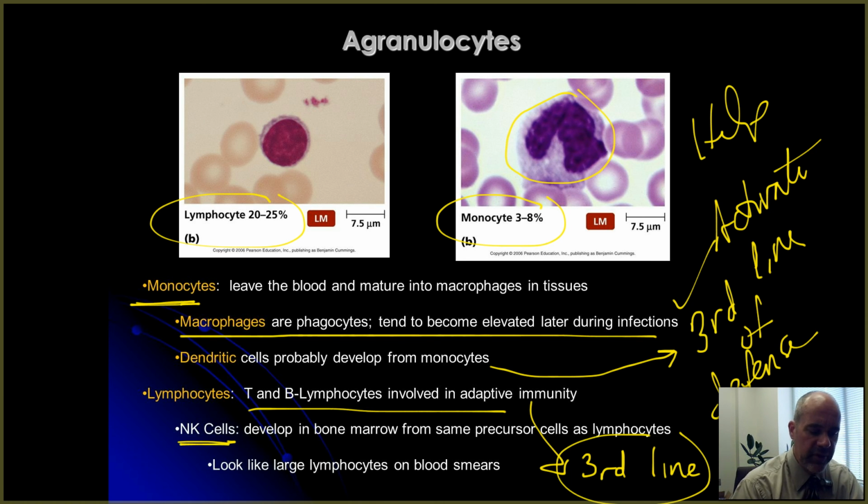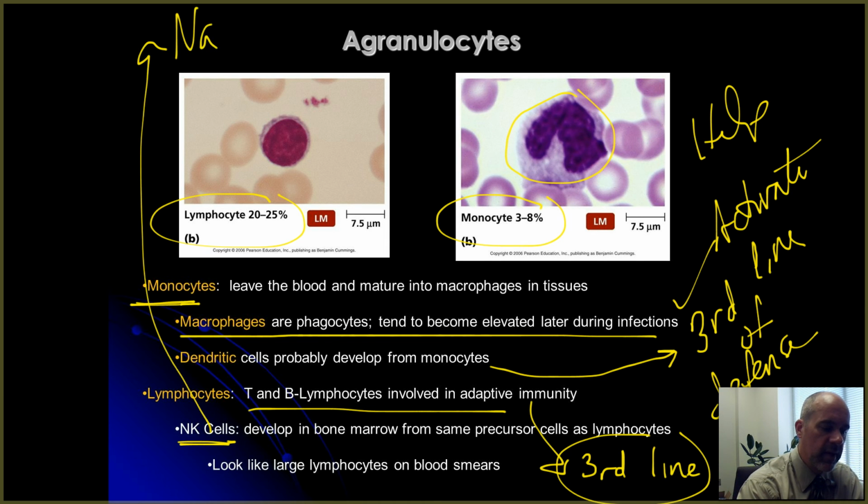There's a special type of cell related to lymphocytes. They look like big, gigantic lymphocytes, and they're called NK cells. And that actually stands for natural killer. That's kind of an interesting name.